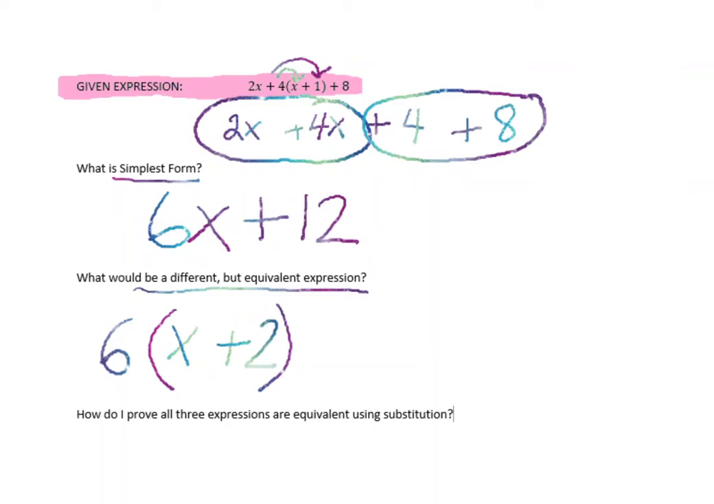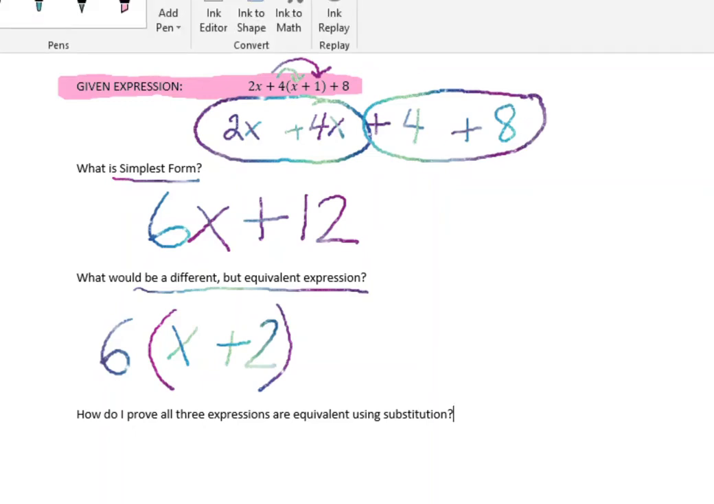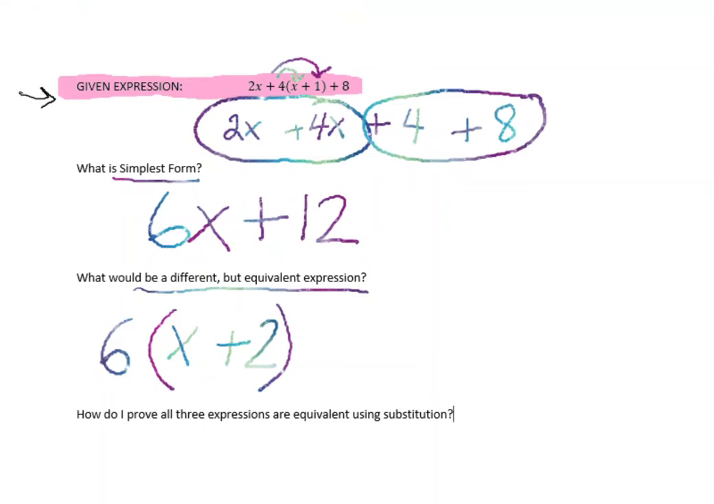There are other ways to write equivalent expressions using commutative and associative properties and such, but since this unit has used a lot of distributive property, I'm just going to use the distributive property to write 6 parentheses x plus 2. So now we have 3 expressions here. We have the given, we have the simplest form, and then we have the new expression that we came up with that we think is equivalent.